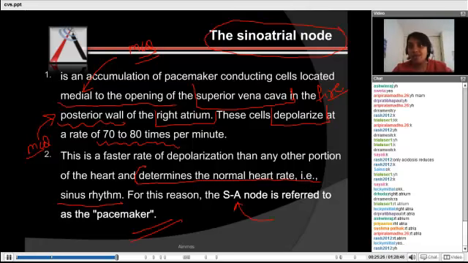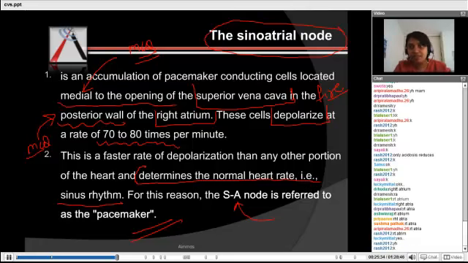Now, the SA node is under the influence of the autonomic nervous system, but right now we are talking about the fact that the SA node has a capacity to generate its own impulse.